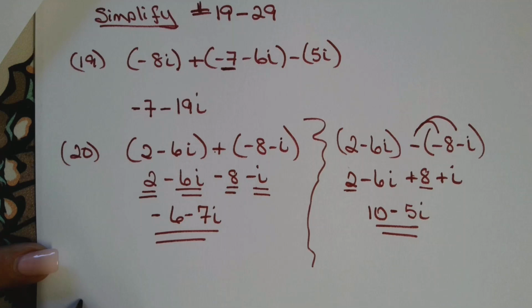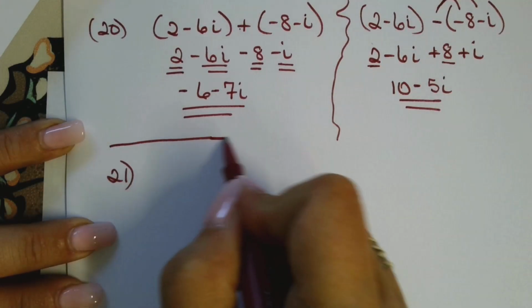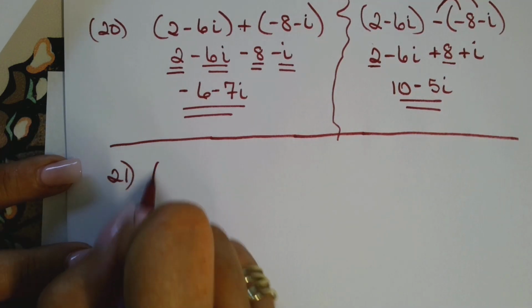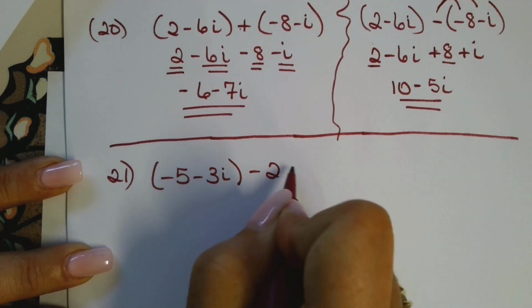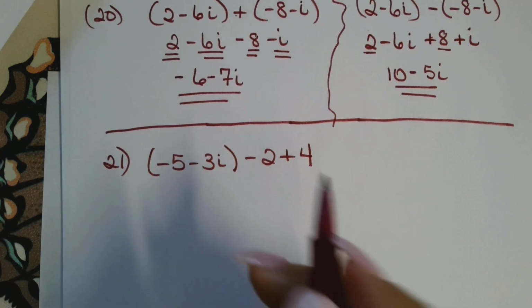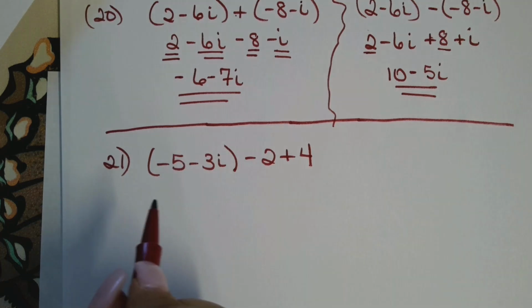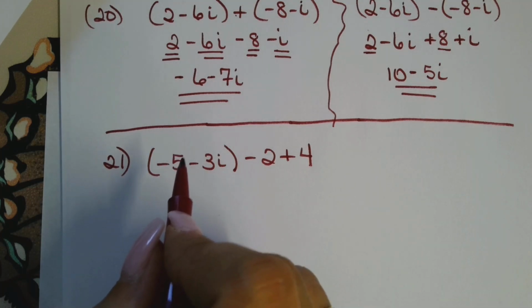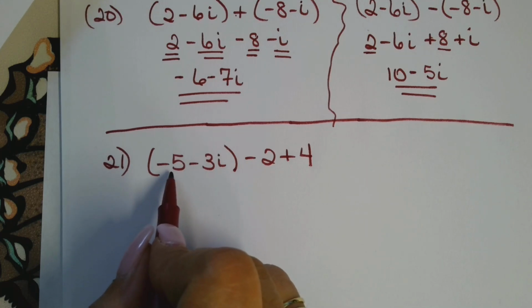Take a look at number 21. So for 21, we have negative 5 minus 3i minus 2 plus 4. All right. So we have negative 5.